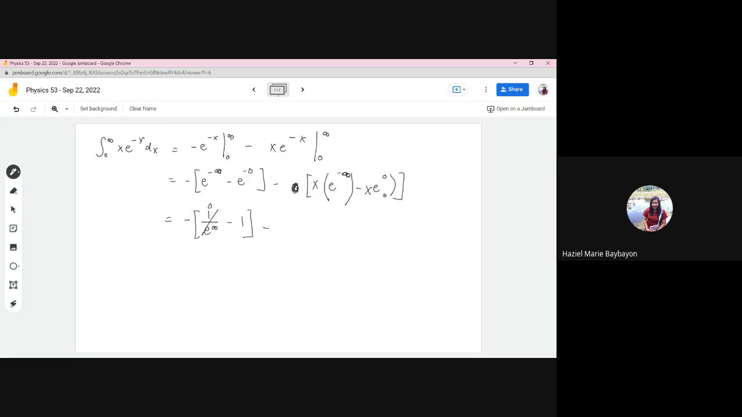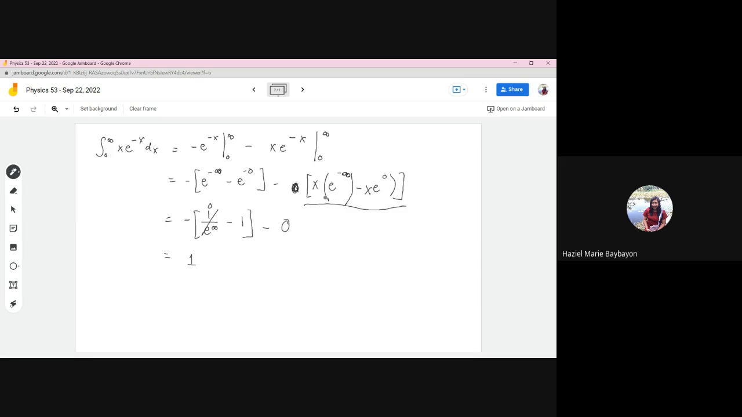Minus, kani pa gyud. Kung x nimo kay 0, e to the 0 is 1, so 0 gihapon ni siya nga term. So, the second term will vanish. Okay ra? Nasabtan ba, no? You have equal to 1. Negative times negative 1. So, ang habilin is positive 1. Okay ra ni diri, no?